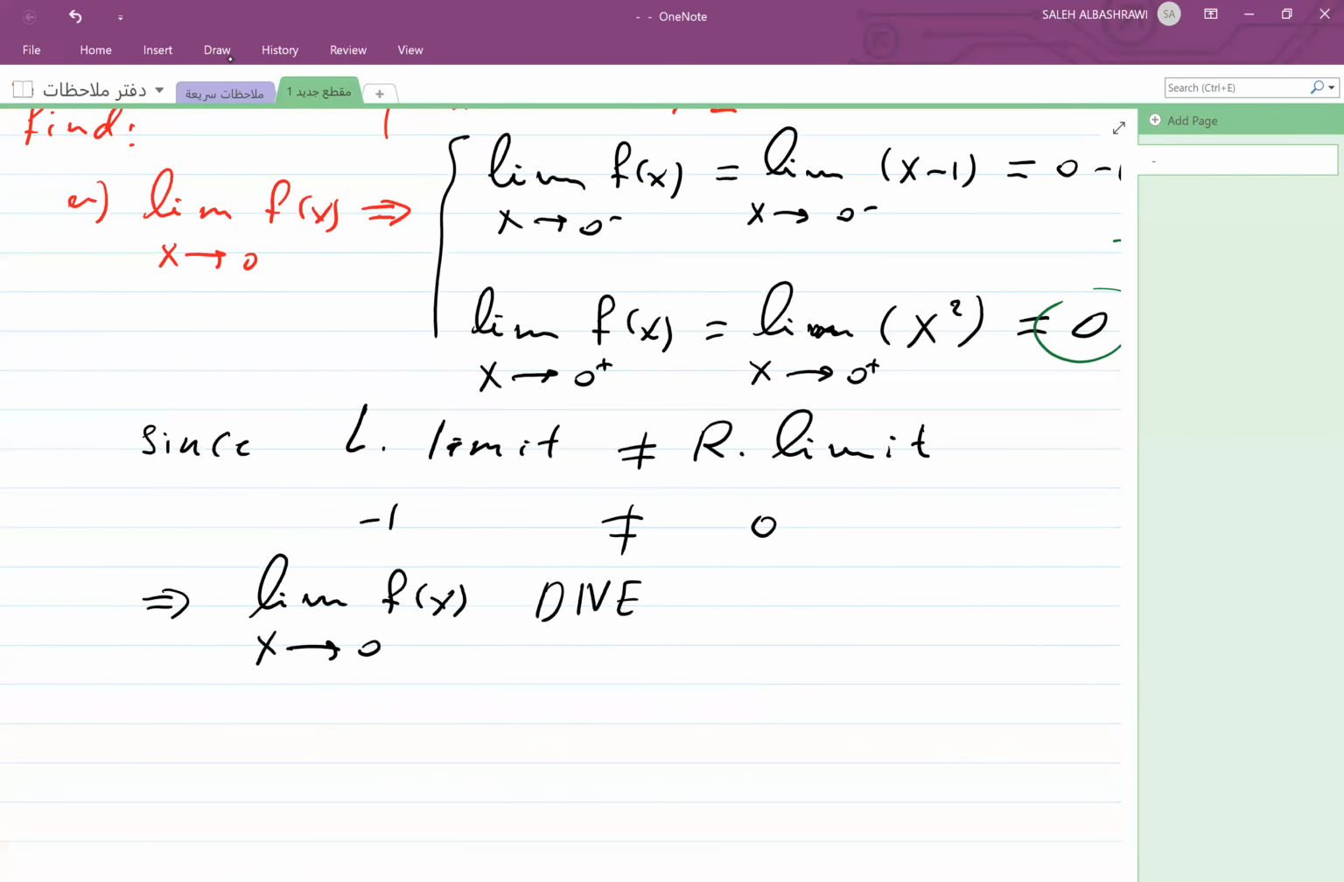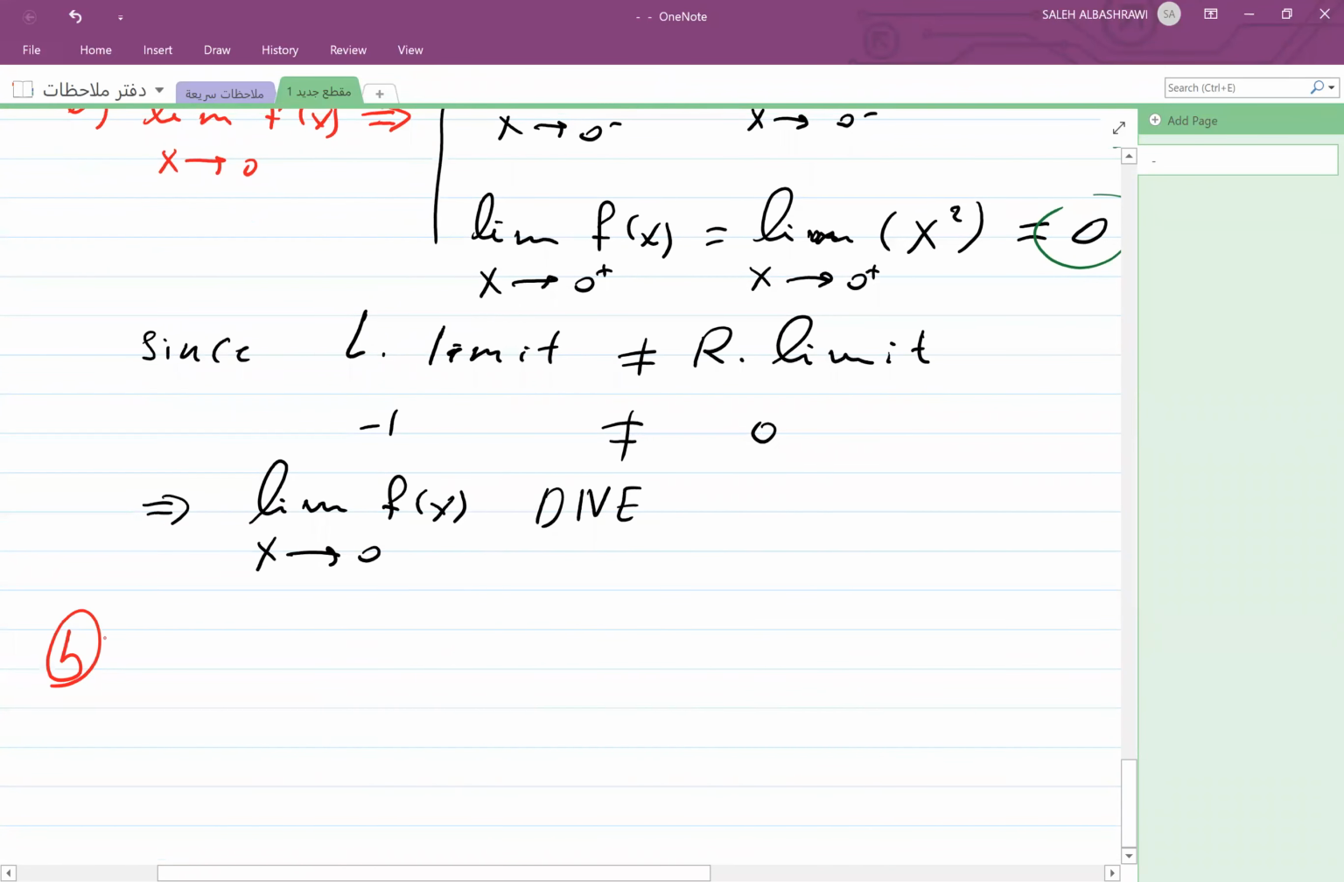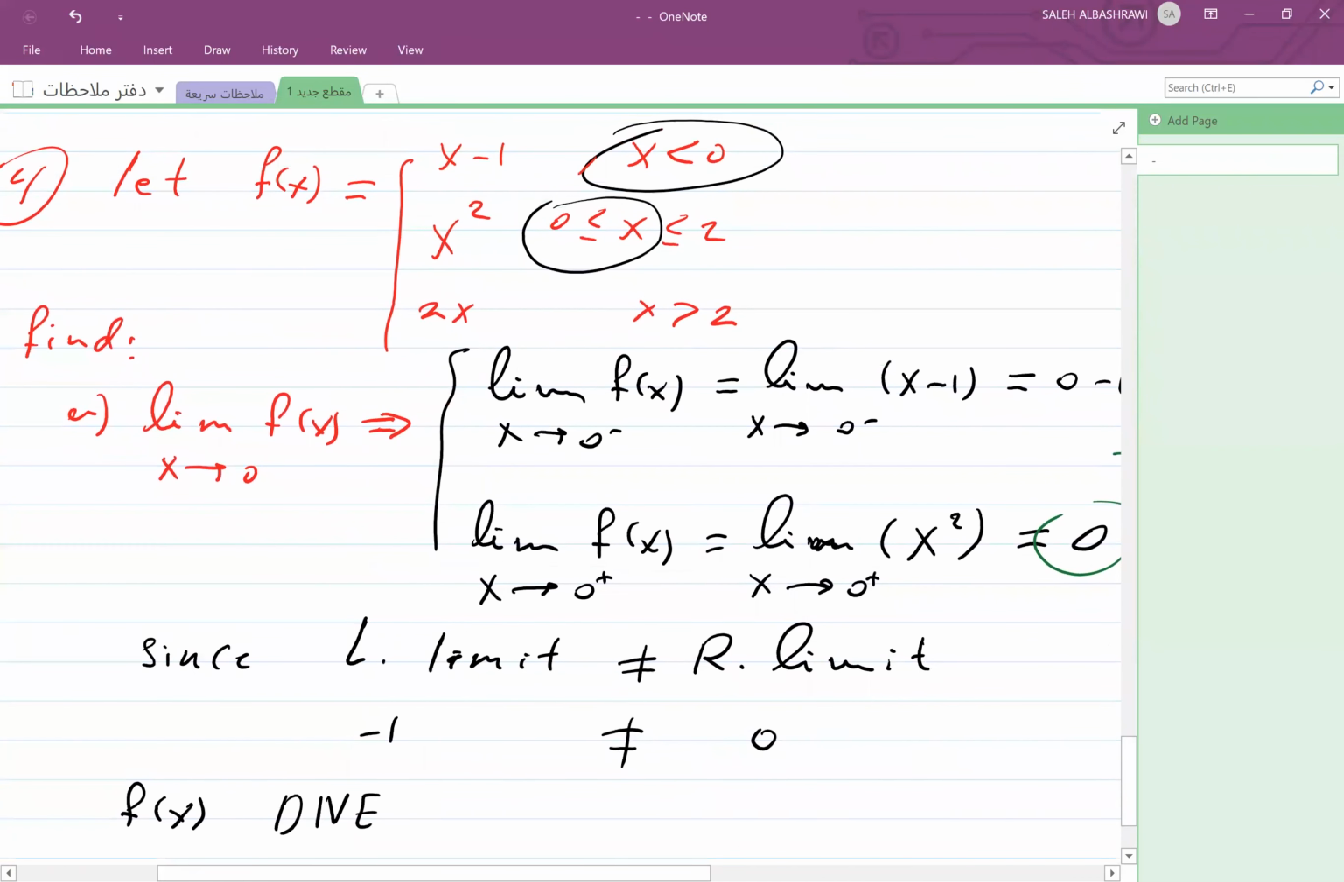Now let's take another question. In the same question, part B, I need to find the limit of the function f of x when x approaches the number 1. We go back to the function. When x approaches the number 1, it means we are looking for a value very close to the number 1. It might be 0.999 or 1.001. We are not going far away from the 1.